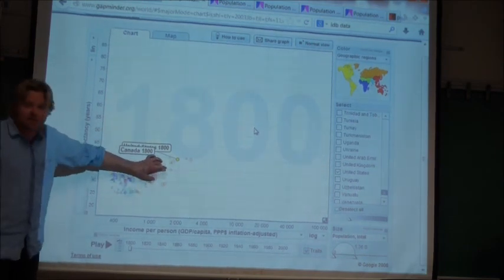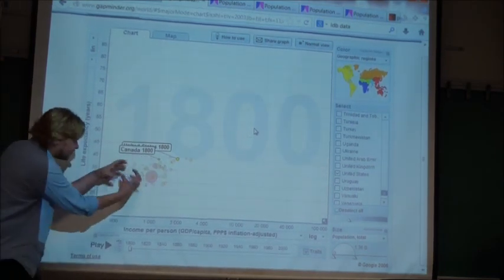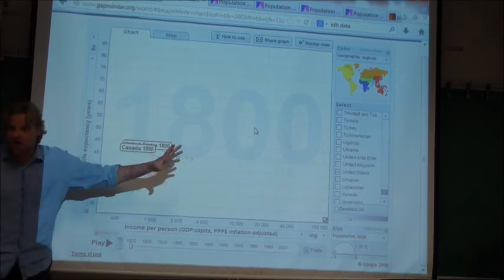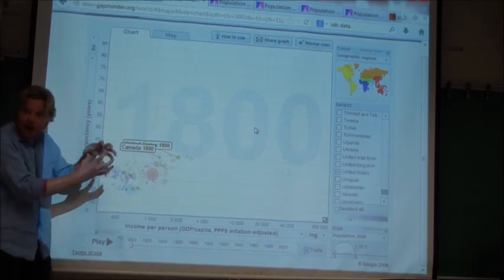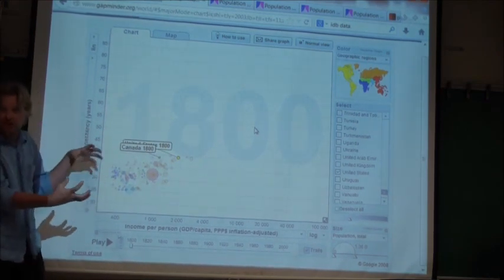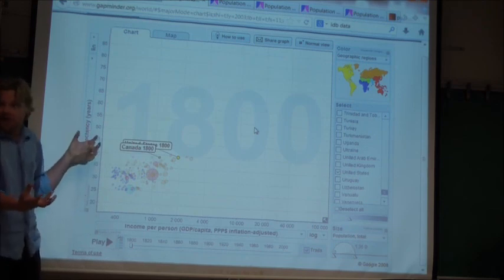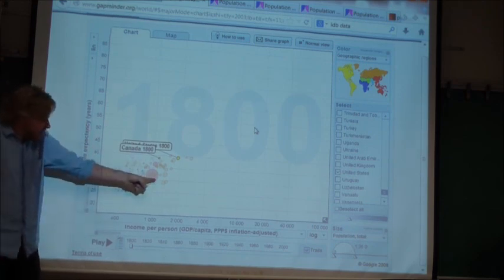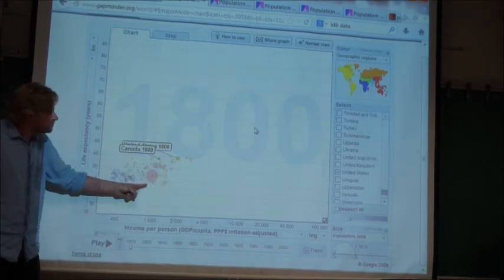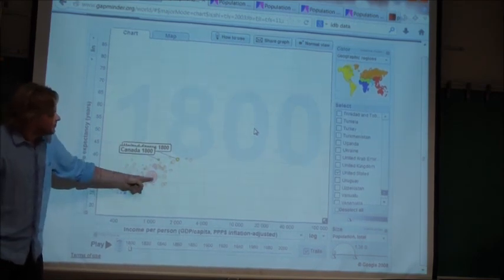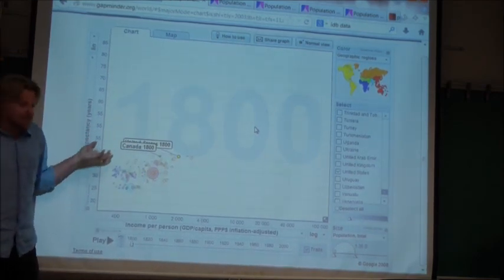But also we can compare population size. So the size of these circles, we got a whole lot going on here. The size of the circles relates to population. And so the bigger the circle, the bigger the population. So who do you think that is? The big old sucker right there. India. China or India, one of the two, obviously.